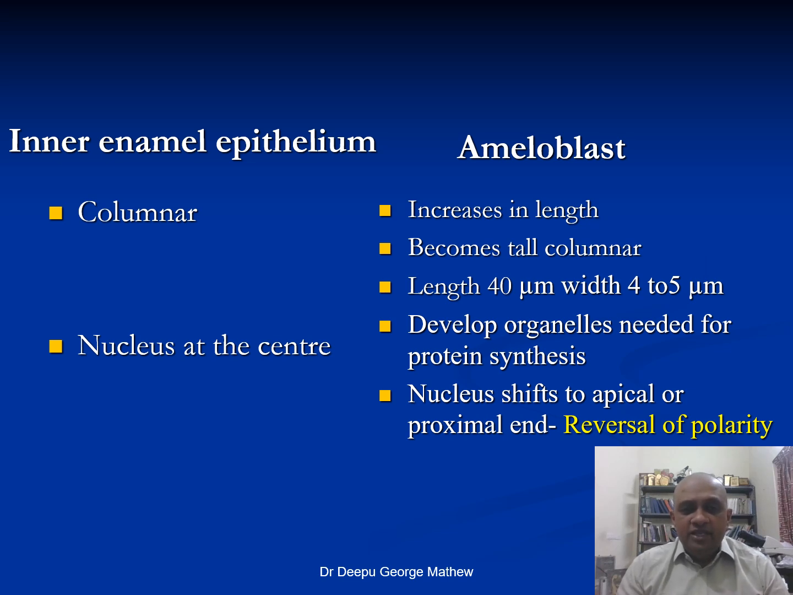Now these inner enamel epithelial cells are columnar and the nucleus is at the center. But when they transform into ameloblasts during the transformation to the advanced bell stage, they increase in length and become tall columnar. The length is around 40 micrometers with a width of around 4 to 5 micrometers. They start developing more of the organelles needed for protein synthesis, because they are going to secrete the enamel matrix.